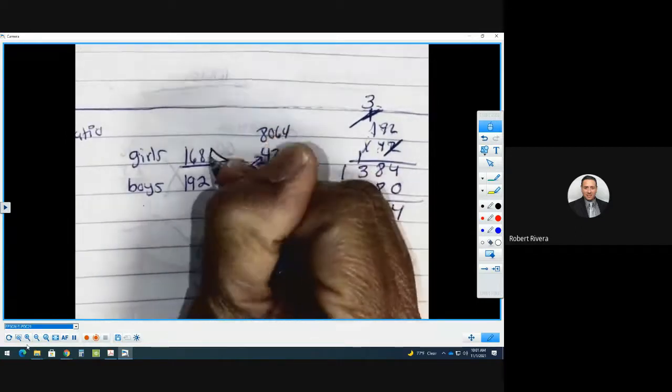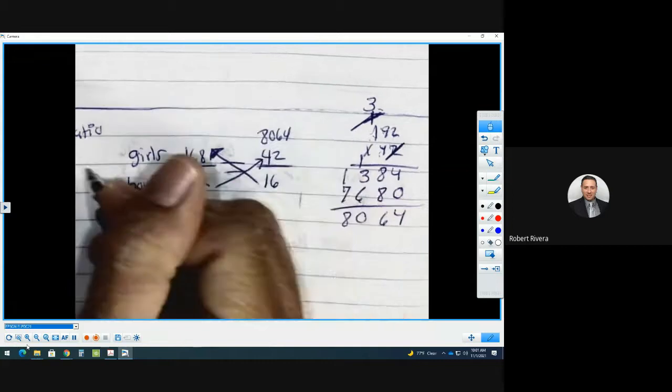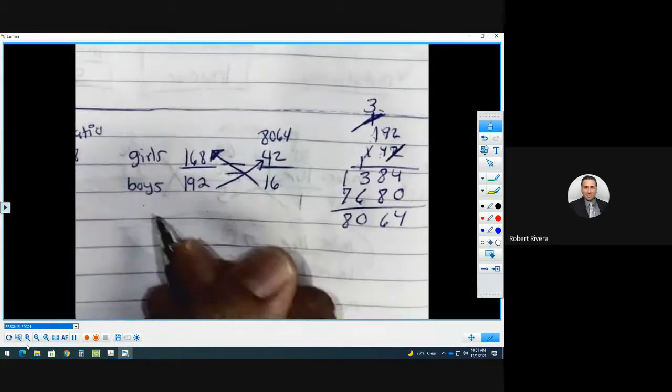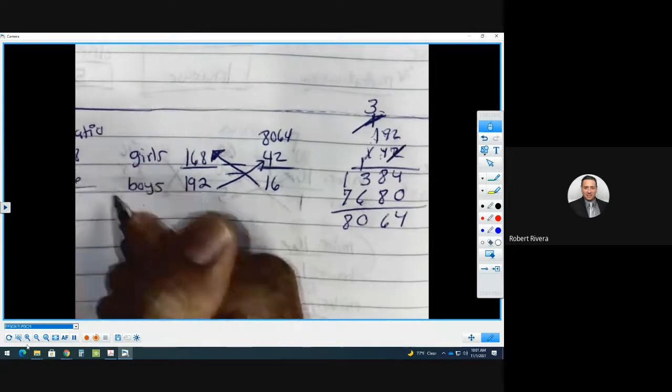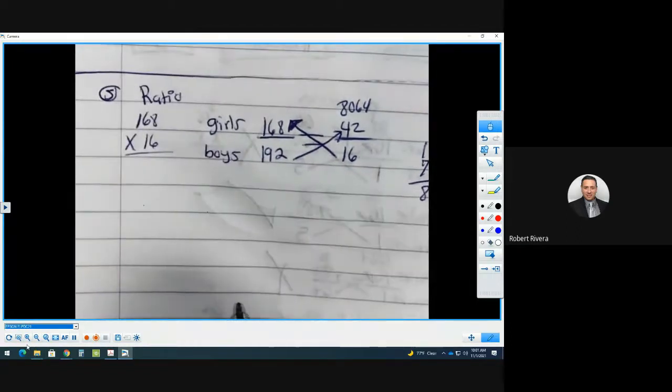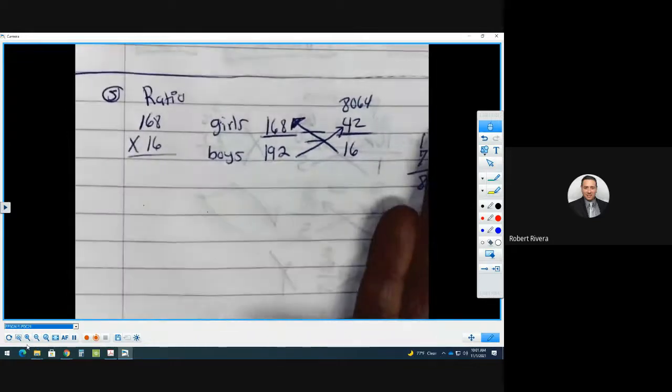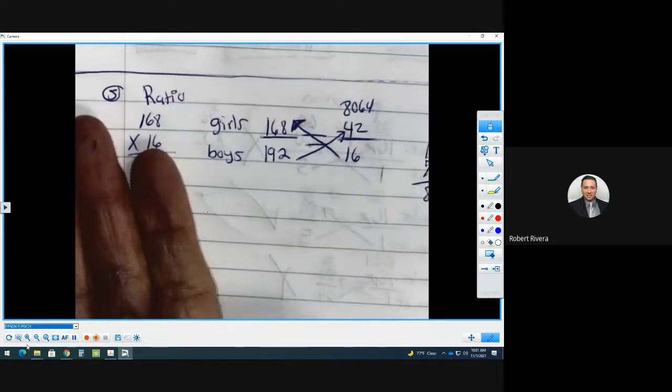16 times 168. So I'm going to go to the side. This time I'm going to choose the other side over here where I have space. 168 times 16, and I'm going to start multiplying. Okay? So be smart with your spaces. Like I chose one side first, and I'm going to choose this side over here.